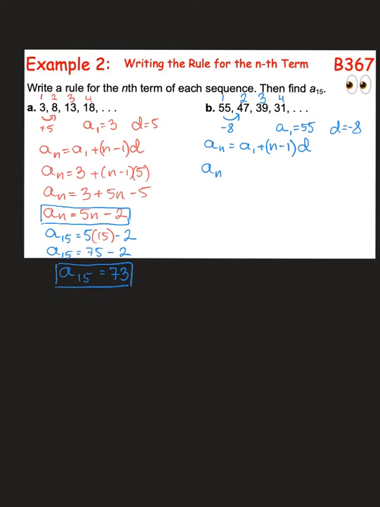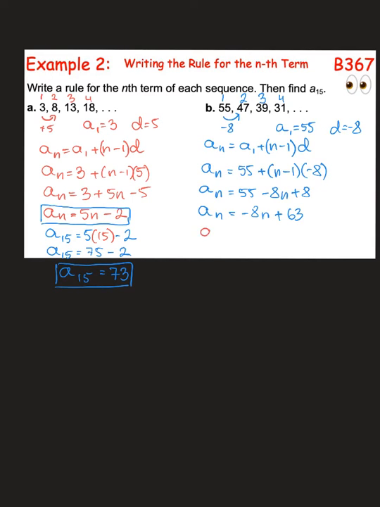So a sub n is equal to 55 plus n minus 1 times negative 8. Distribute negative 8. So a sub n is 55 minus 8n plus 8. So a sub n is going to be negative 8 times n plus 63. So now we'll need to find the 15th term.